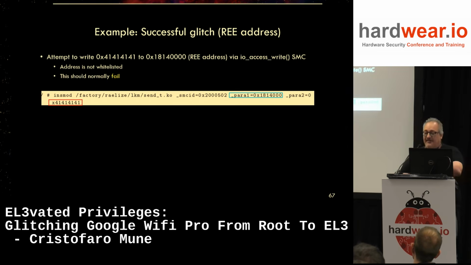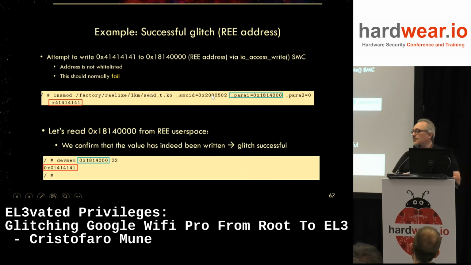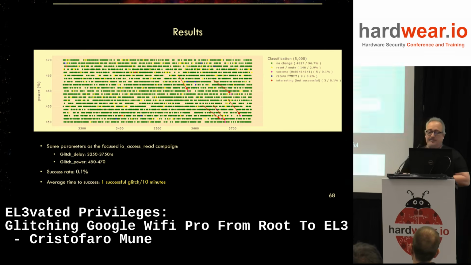So we glitch in this location, an RE address, and we read back from RE user space. That's really good in terms of reading the memory back. Indeed, we are successful every 10 minutes. This allows us to choose parameters where we can write everywhere in memory.